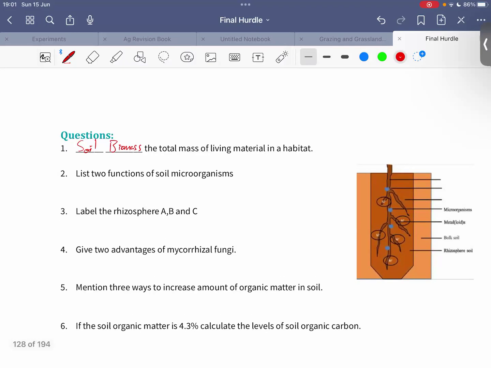Two functions of soil microorganisms. So what's the function of our mycorrhizal fungi? What are the advantages of having microorganisms in our soil? Why do we want them? Anyone tell me why we want them? Improve our soil structure. Excellent.